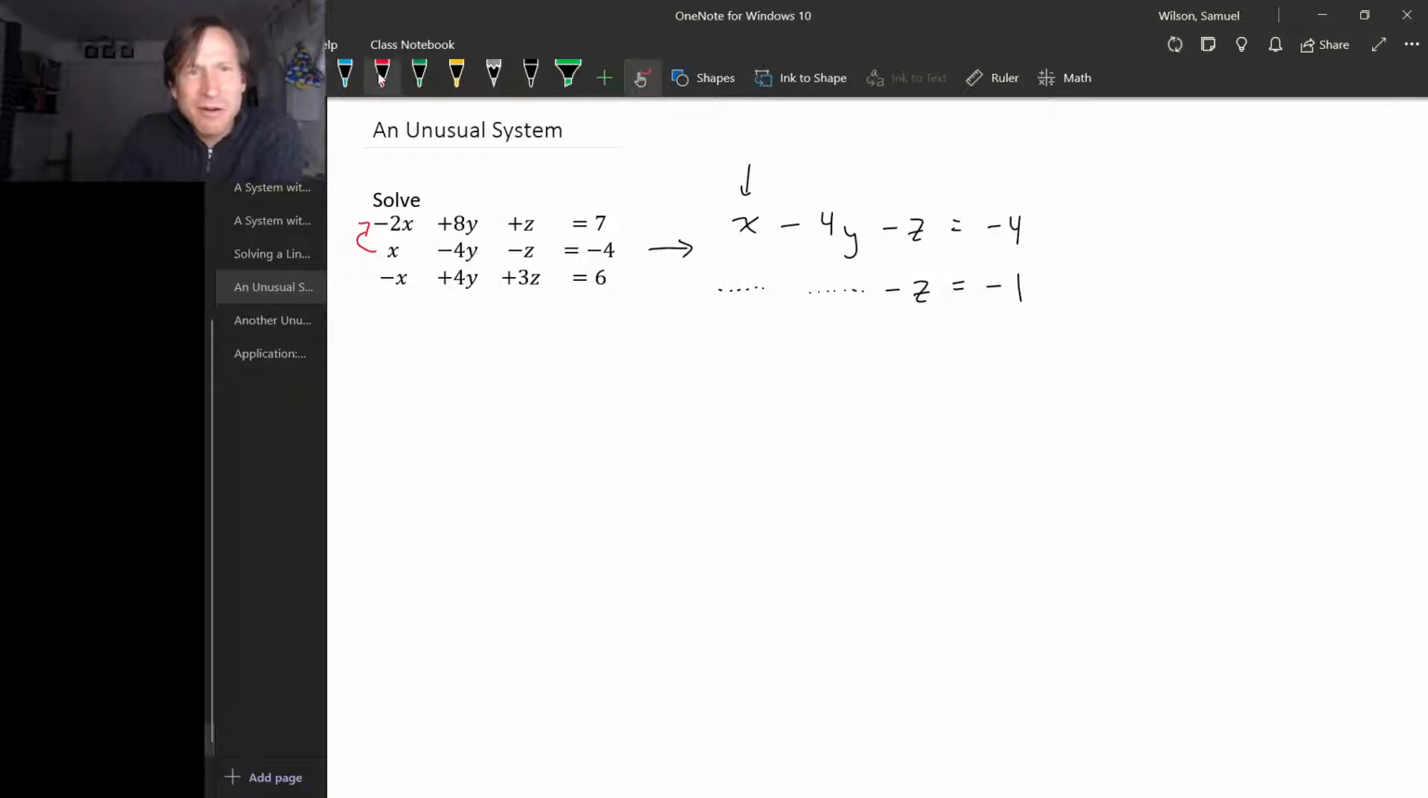All right, and now I can also use this x. I can add this equation to the last equation to eliminate this x down here. So x plus x is no x, so there's no x's. And then minus 4y plus 4y, there's no y's either. And then minus z plus 3z, that's plus 2z. And then minus 4 plus 6, that's 2.